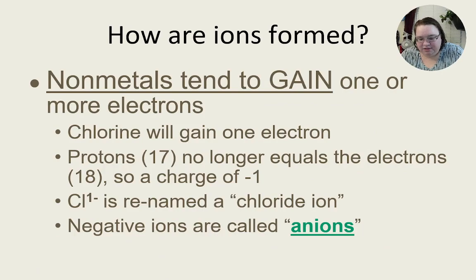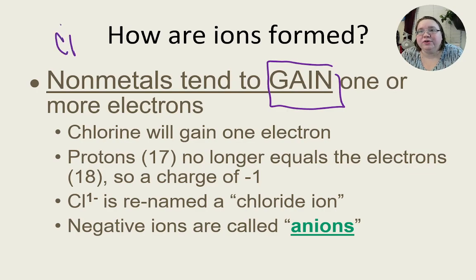Now my nonmetals. Nonmetals have the exact opposite properties of my metals. So my nonmetals are going to gain the electrons. They tend to have more than 4 valence electrons. So because they tend to have more than 4 valence electrons, it's easier for them to add or gain electrons to achieve their octet. So for example, chlorine in group 17 with its 7 valence electrons is 1 away from being stable. It is 1 away from having that octet.